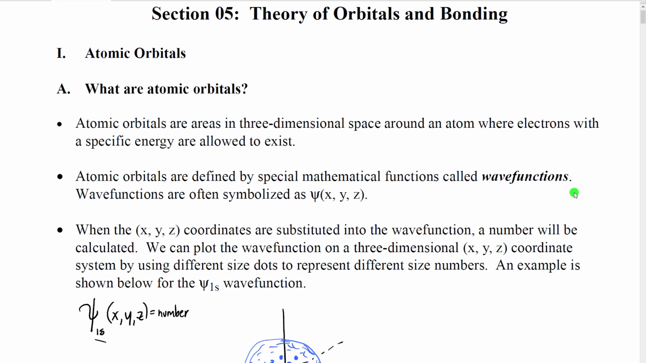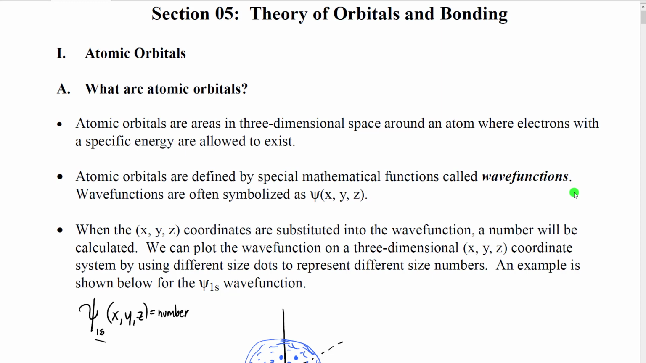In Section 5, we're going to cover the theory of orbitals and bonding. This is probably, to some extent, a review topic from Gen Chem. However, like many other review topics, we're going to need you to understand it better and be able to work with it in more detail.